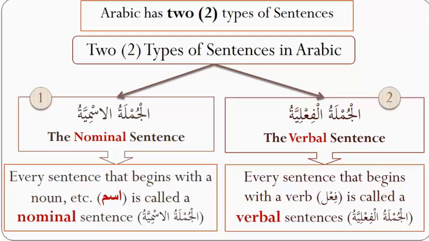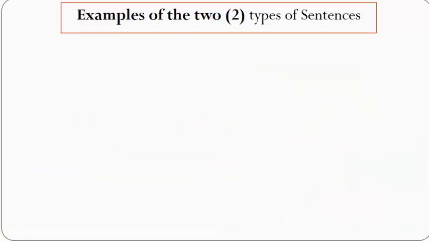Like dhahaba Muhammadun. Although it starts with dhahaba, which means he went, in English it is translated Muhammad went. But in Arabic it is Dhahaba Muhammadun. So that is the difference. In English there is only one type of sentence. Every sentence starts with a noun or a pronoun, with an ism. Whereas in Arabic it is either Jumlatul Ismiyya or al-Jumlatul Fi'liyya.